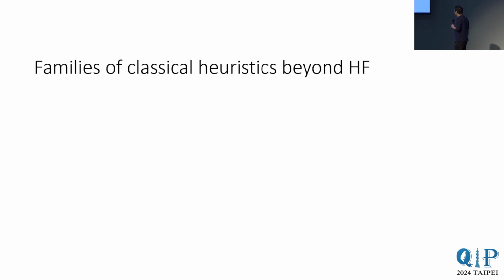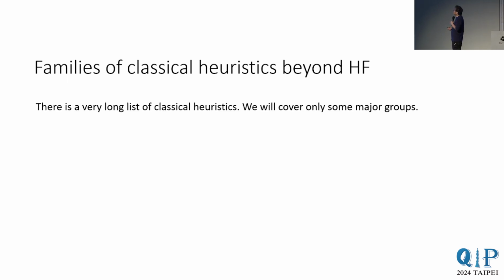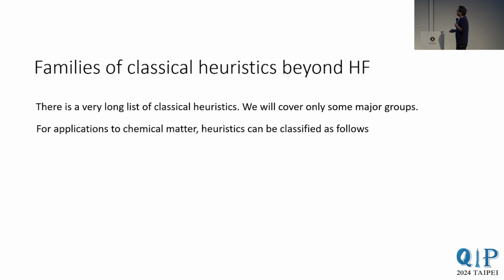Okay, so with that general statement about types of correlation and the intuition about them, I'll just give a list of classical heuristics that you use to go beyond the mean field treatment of electronic structure. And there's a lot of them. Quantum chemists have been writing papers for a long time, so they produce lots of methods. Lots of methods are not good methods, but nonetheless, people still produce lots of methods. So I can't tell you about all of them. I'll just cover some of the groups.